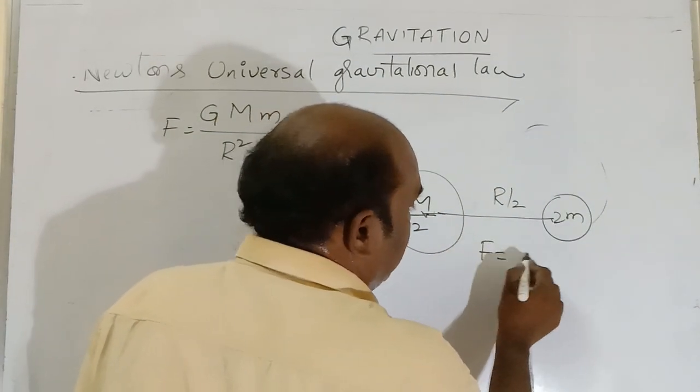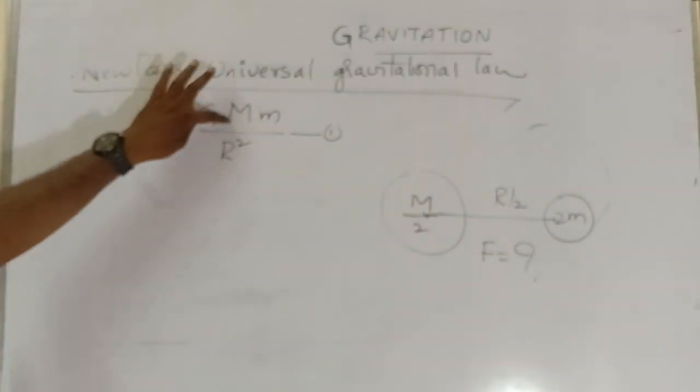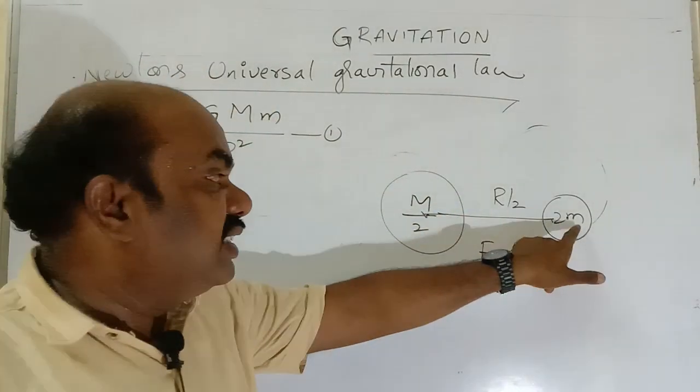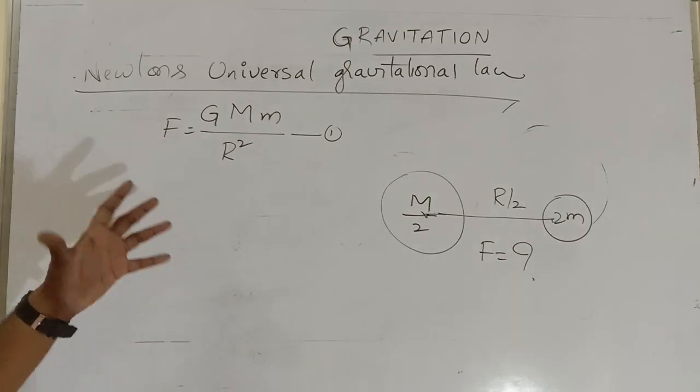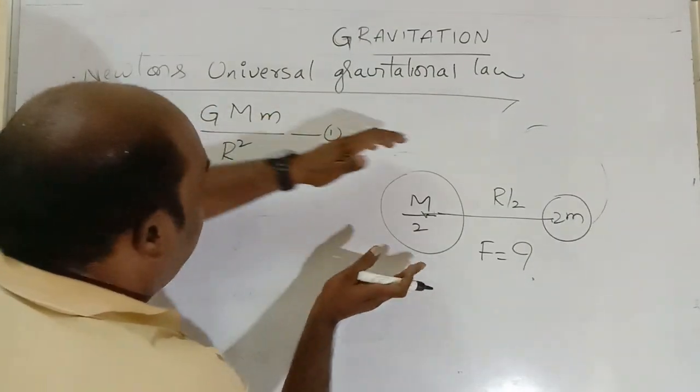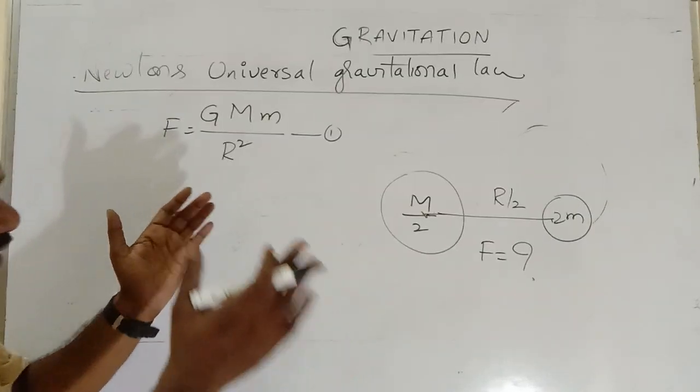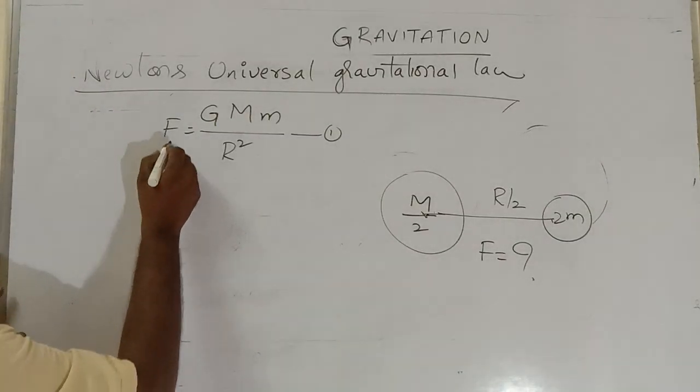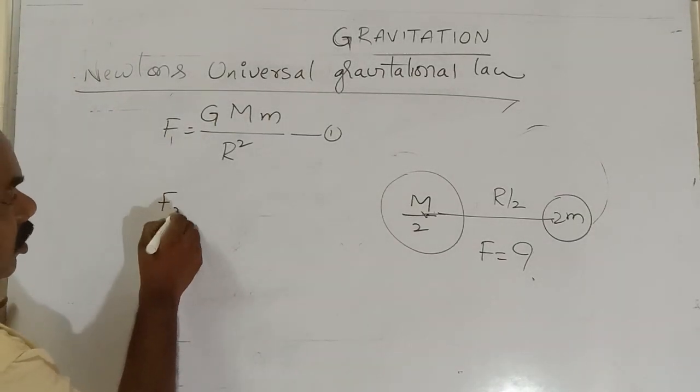What is the new force acting? Initially mass is capital M, second body mass is small m, distance between them is r. Now I made M to M by 2, this one I made half, this one I made double, and distance reduced to half. Let this be F1. F2 is equal to what will happen?